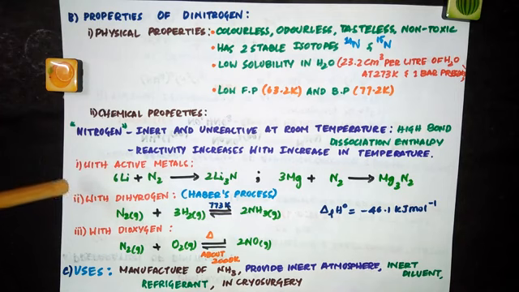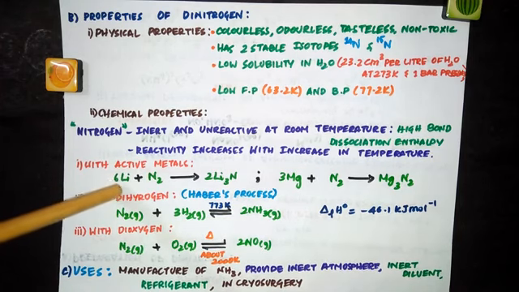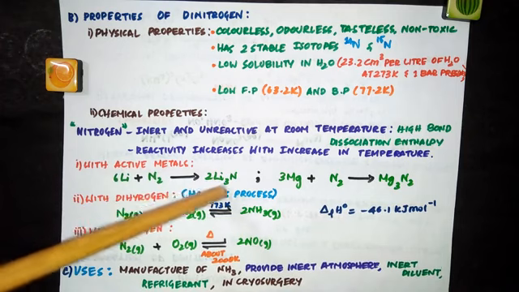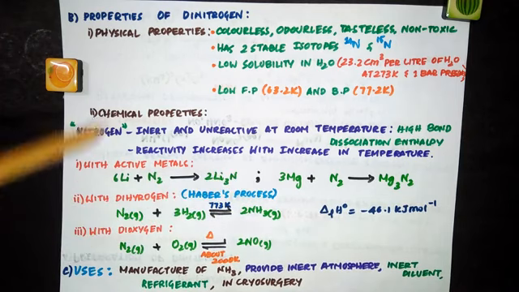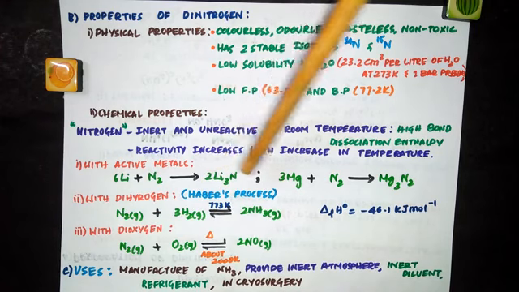Look at this example. Li is a metal. Nitrogen reacts with Li. 6 Li plus N2 gives 2 Li3N. See, balancing this equation is very, very important. So always write the balanced equation. This is a lithium nitride.